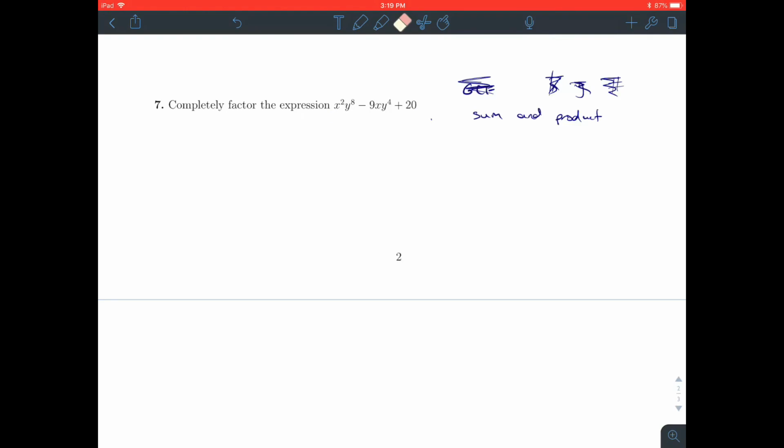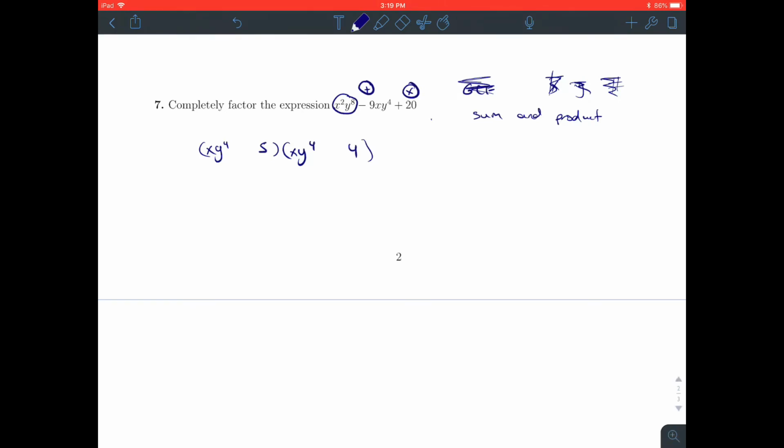So even though this looks nothing like a sum and product problem, let's see if our ideas work. Well, what times itself would give us this term? x times x is x squared. y to the 4th times y to the 4th is y to the 8th. Now we're looking for two numbers that sum to -9 and have a product of 20.